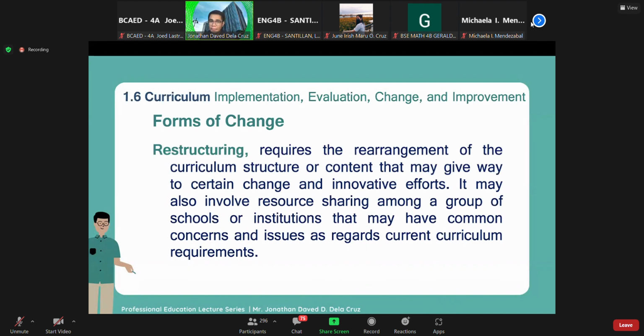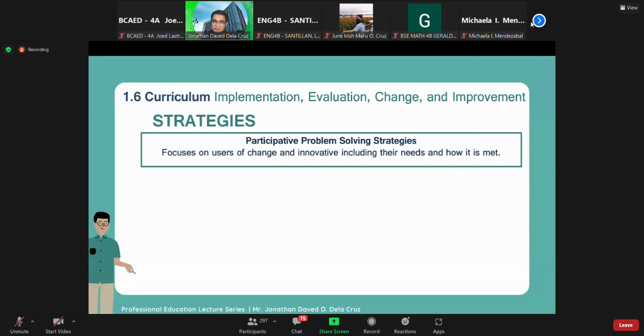Okay? Lastly is restructuring. Ito talaga yung recast lahat. Babaguhin lahat from curriculum, from even for teachers, even content, babaguhin. Ang tawag natin dito ay restructuring. Ito yung pinaka-drastic form of change ng curriculum. Okay? So there are different strategies.